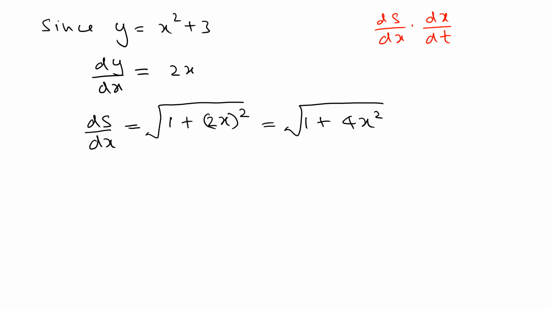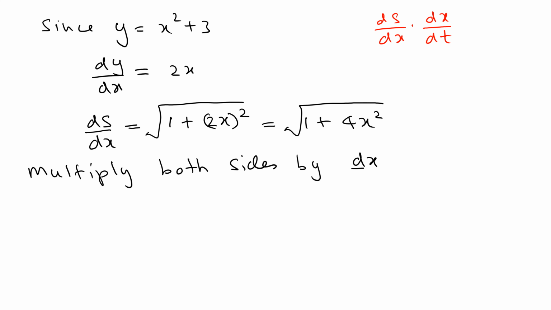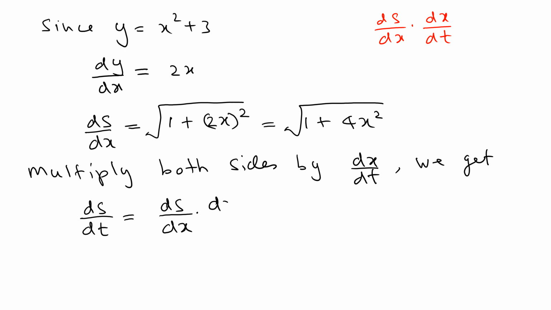We're going to multiply both sides by dx over dt. Then on this side, very interestingly, you can write ds over dx times dx over dt, and by the chain rule, it is ds over dt.